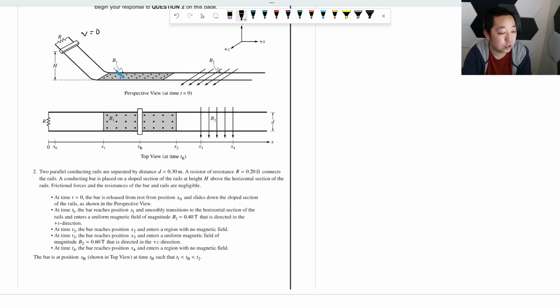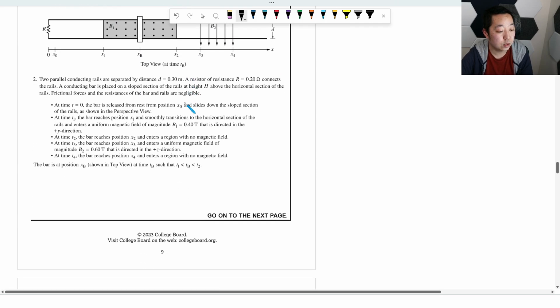So this is, let's see, t1. This is t1, t2, t3, and at t4 it reaches x4. Okay, cool. The bar position x_B is in the top view, and then the side views are here. Okay, fair enough. That's pretty cool. I like this. This is a pretty decent job laying that out.